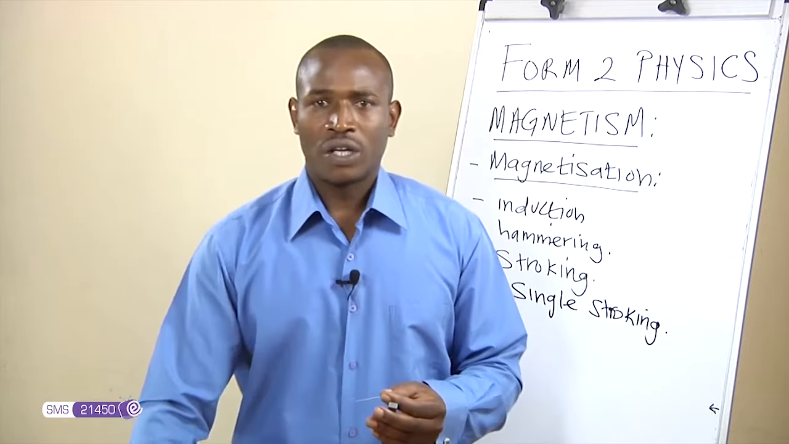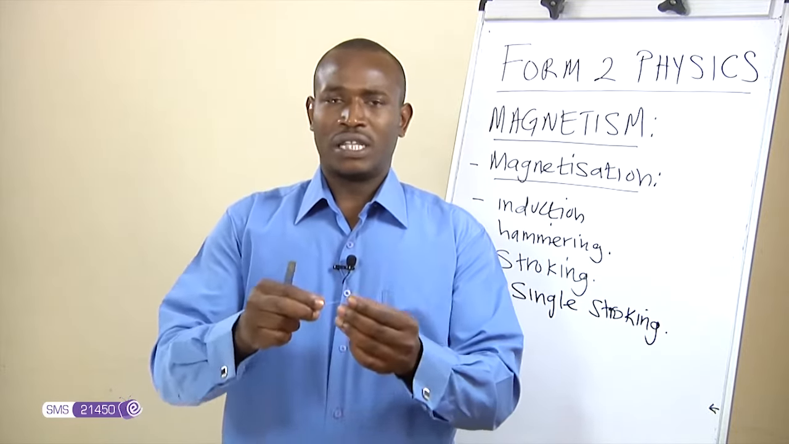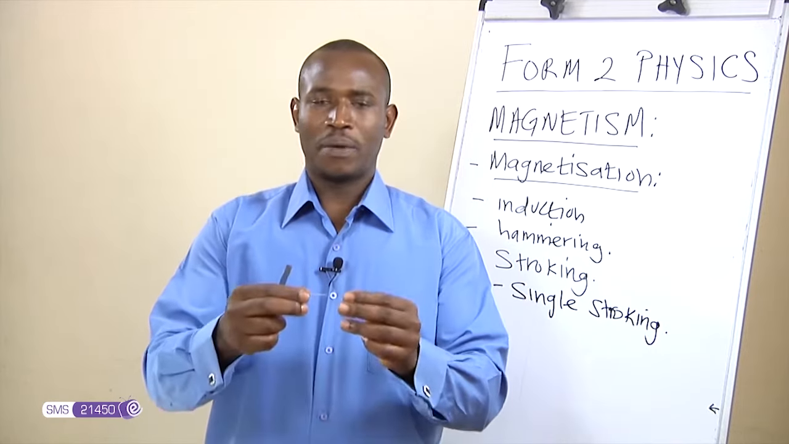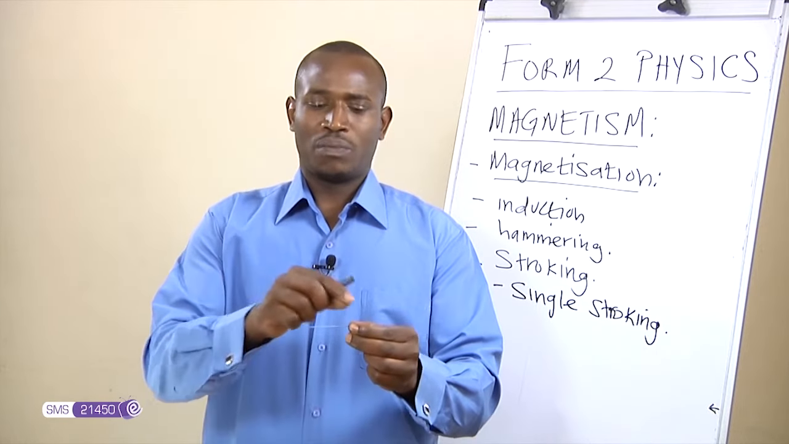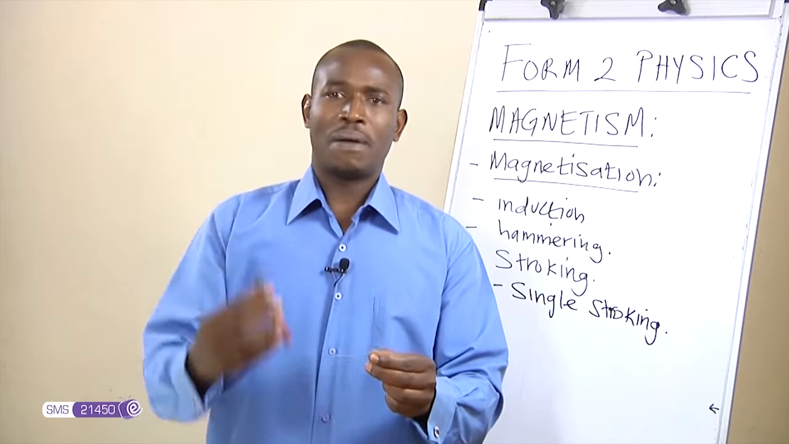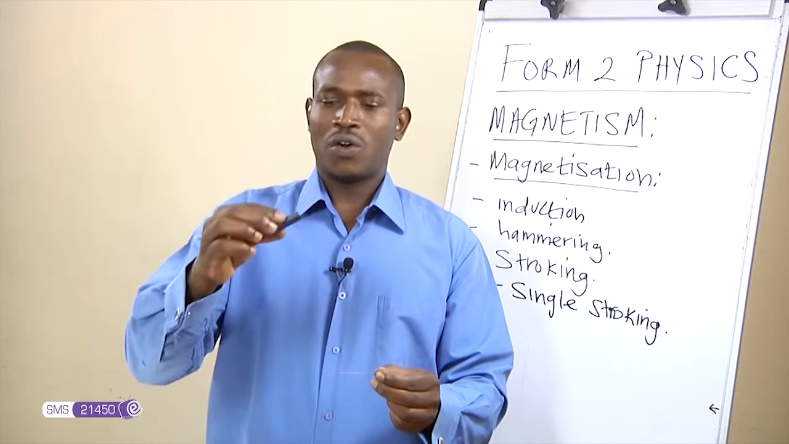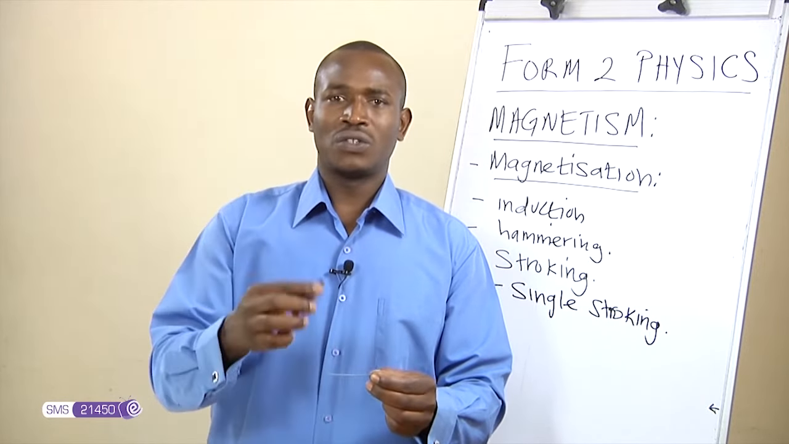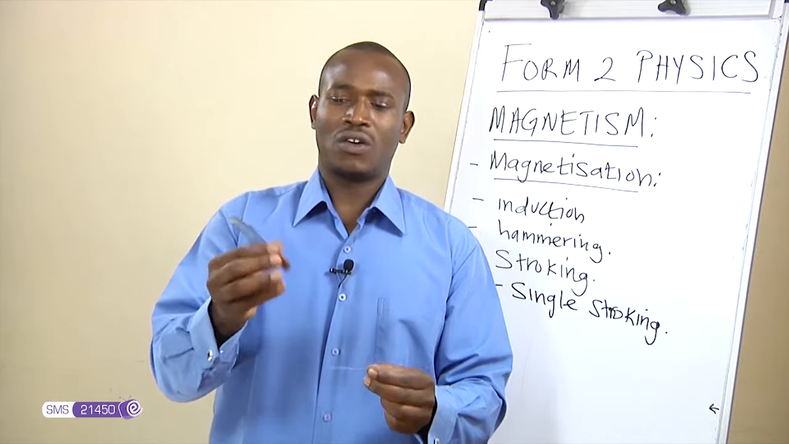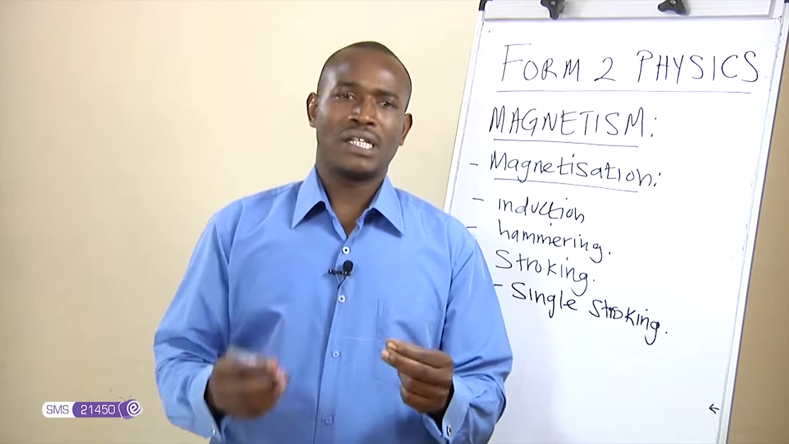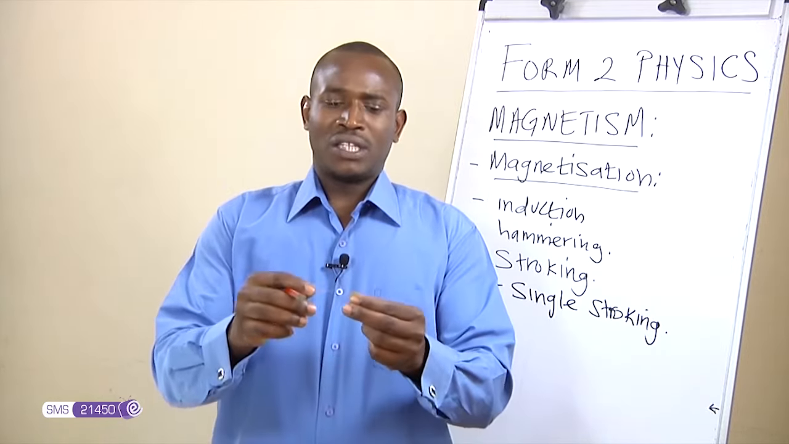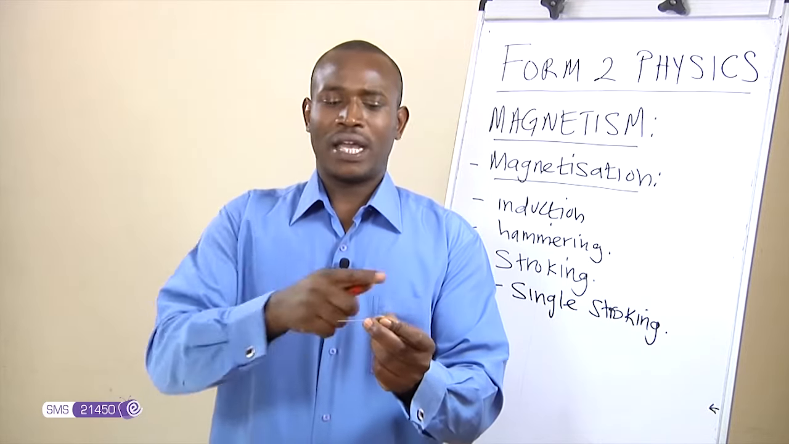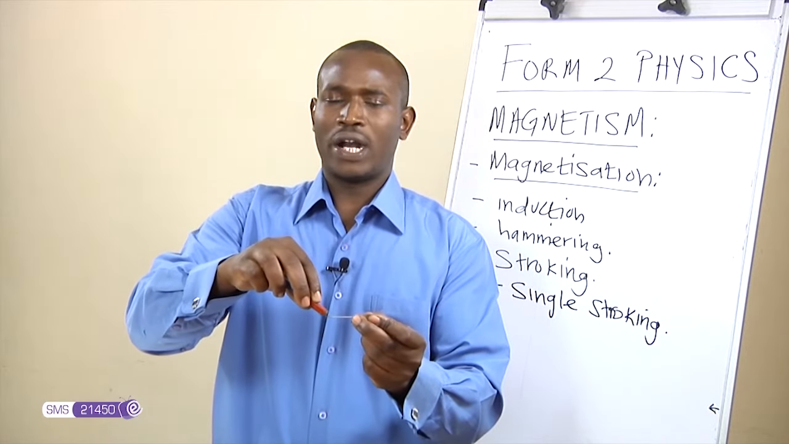In the single stroking method, you need the material to be magnetized, which is placed on a bench. When you place it on a bench, then you need a permanent magnet. We only use one pole. You may decide to use either the north pole or the south pole of the permanent magnet. The material to be magnetized is stroked along its whole length.